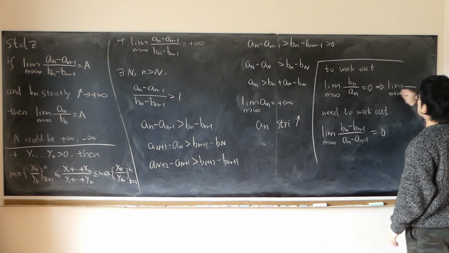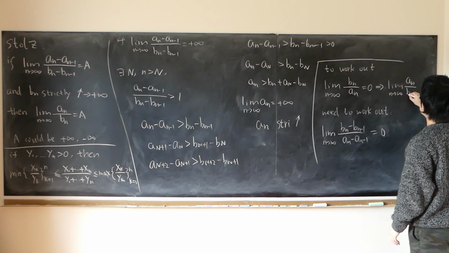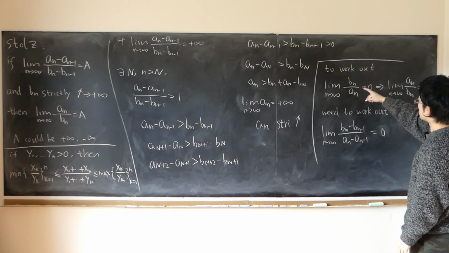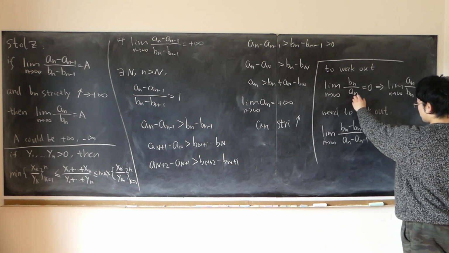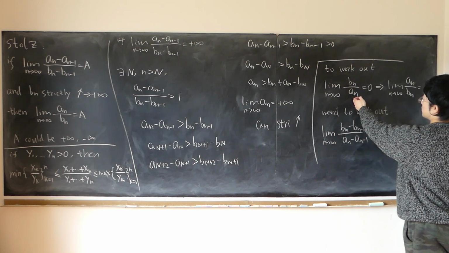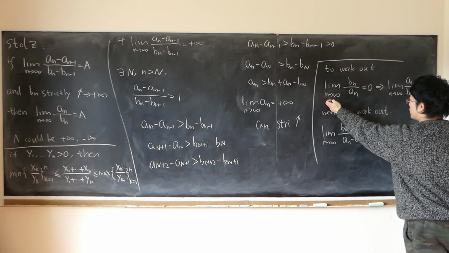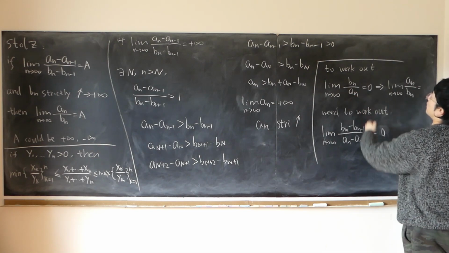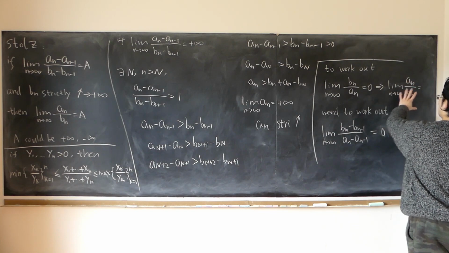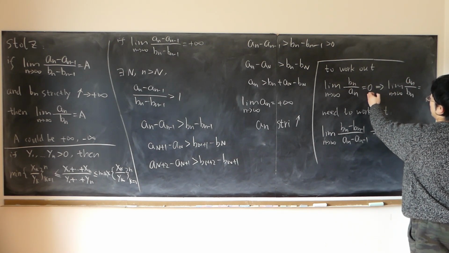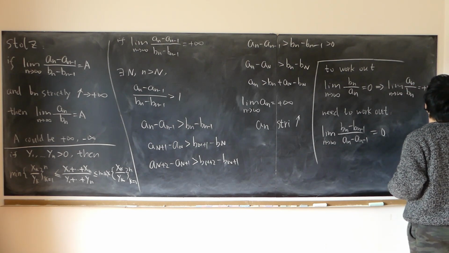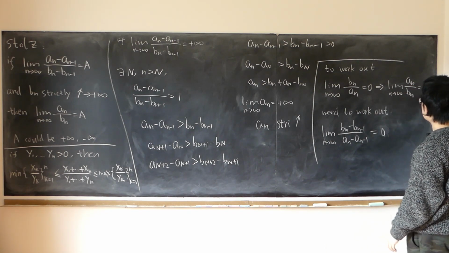In other words, the limit of the reciprocal this time, an over bn, since this is approaching 0, and not necessarily every an or bn is positive, but as long as n gets large enough, every an and bn are positive because they both approach positive infinity. So this is approaching 0 from the right-hand side, right? So the reciprocal approaches positive infinity. We can definitively state that.